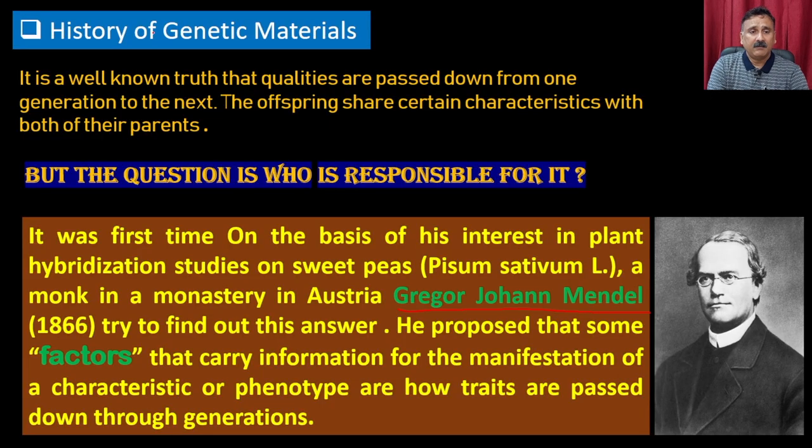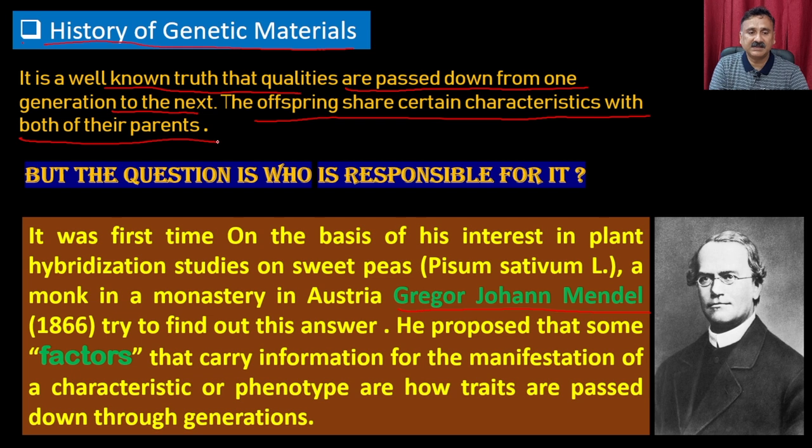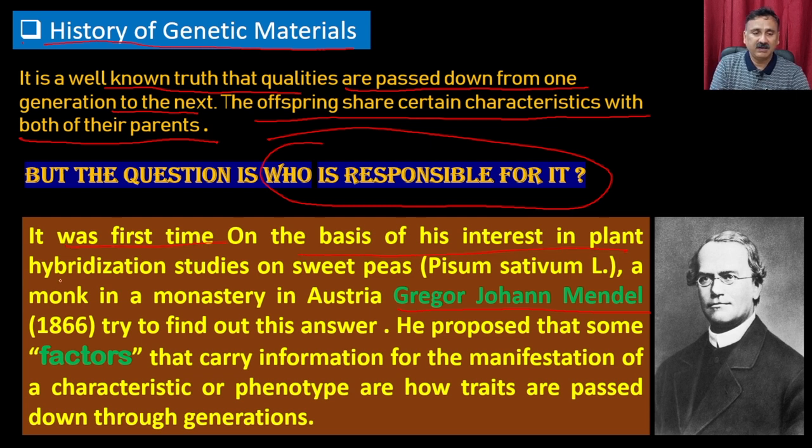So what is the history of the genetic material? It is well known that qualities are passed down from one generation to the next. The offspring shares certain characteristics with both of their parents. But the question is, who is responsible for this? It was the first time, on the basis of his interest in plant hybridization studies on the sweet pea, Pisum sativum, that a monk in a monastery in Austria, Gregor John Mendel, tried to find out this answer.